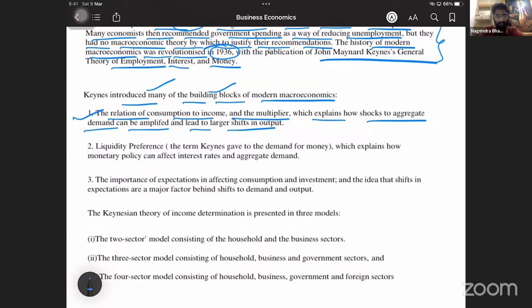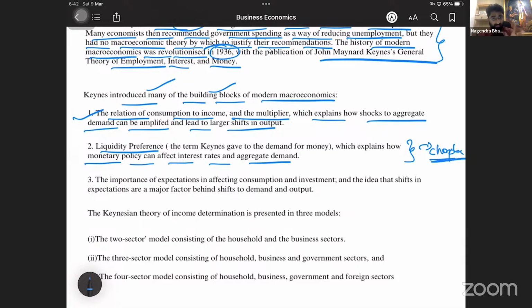Okay. Multiplier. So the multiplier explains how shocks to aggregate demand can be amplified and lead to larger shifts in the output. A small change will lead to a larger change in the output. This is the multiplier. He explained multipliers and liquidity preference, the term Keynes gave to the demand for money. So why do I need to have money in my hand? That is liquidity preference, which explains how monetary policy can affect the interest rate and aggregate demand. We are going to discuss this specific point in the next chapter.